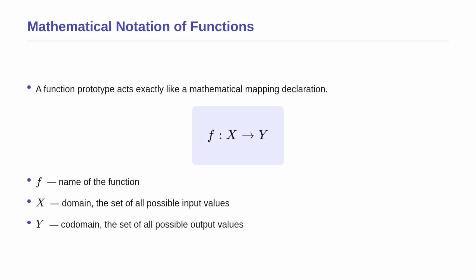Now that we understand what a prototype is, let us look at its mathematical equivalent. In mathematics, we define a function's mapping before using it. Here, f represents the name of the function. The symbol x represents the domain, which is the set of all acceptable input values. The symbol y represents the codomain, or the possible output values. In C and C++, the prototype explicitly tells the compiler what sets of data go in as arguments and what comes out as the return value. If you pass an input outside the domain X, the compiler throws an error.